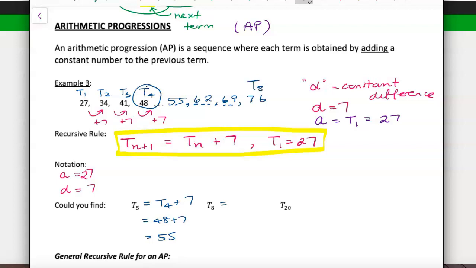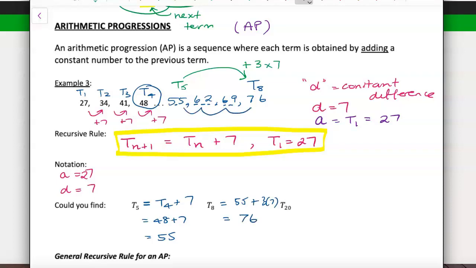It might, however, be easier to think about the fact that to go from term 5 to term 8, we've had to add on 3 lots of that 7 that's being added on each time. So we could also think about term 8 as 55 at term 5 plus 3 lots of that difference that we've had to add to get to term 6, 7 and then 8. And that would help us arrive at 76.